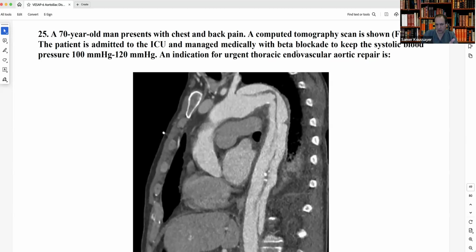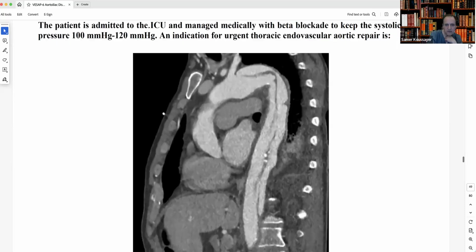It looks like I don't see an aneurysm. The entry tear looks small, even though I don't have good data here, but it doesn't look like an ugly dissection. So most likely it is an uncomplicated type B dissection, especially now in the acute stage. So I'm going to treat it medically, but the indication for urgent thoracic endovascular repair is if he develops any symptoms, right? So let's see what options they give us.